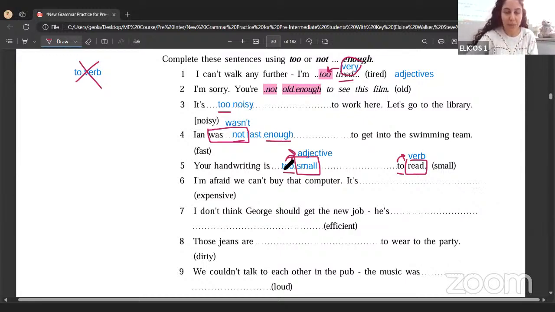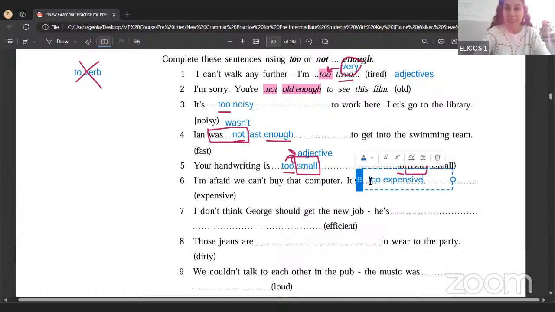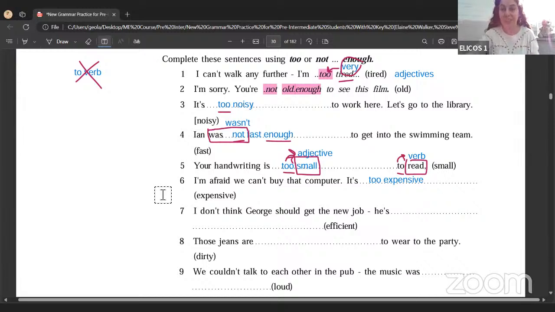And remember, this too is like another way of saying very. Your handwriting is very small to read. Like I can't see it. It's too small. Number 6. I'm afraid we can't buy that computer. It's too expensive. Yeah, I'm sorry, we can't buy that computer. It's too expensive.